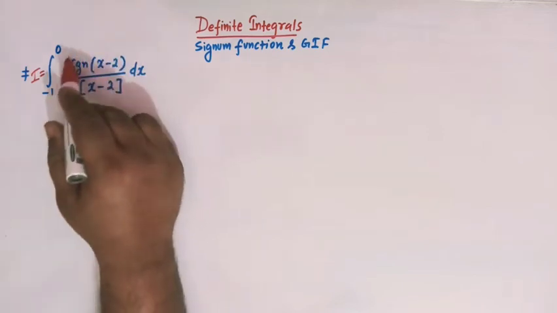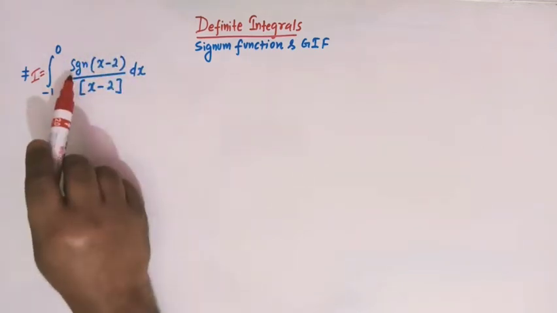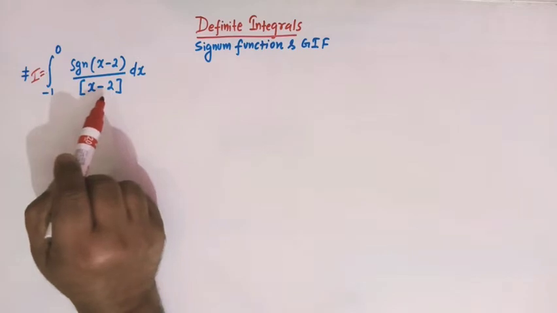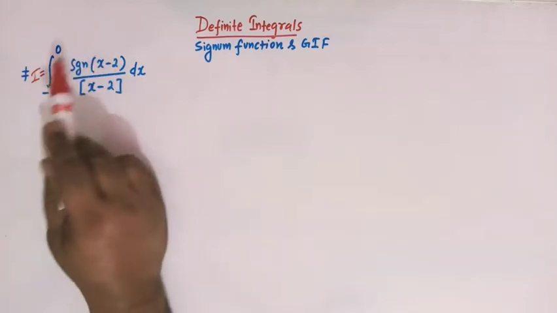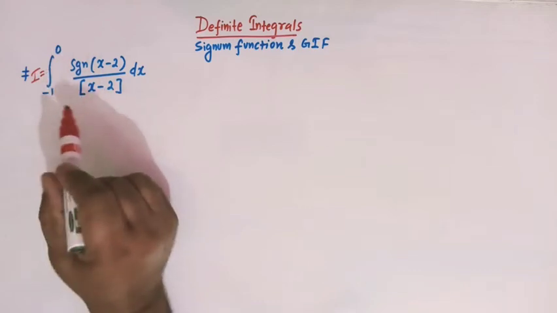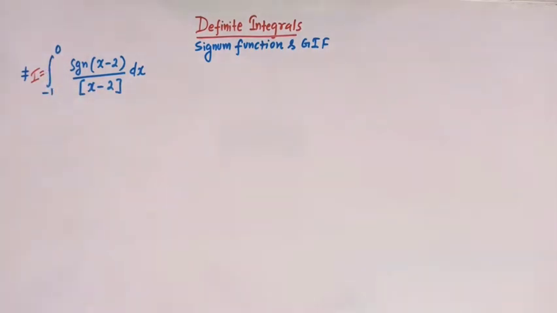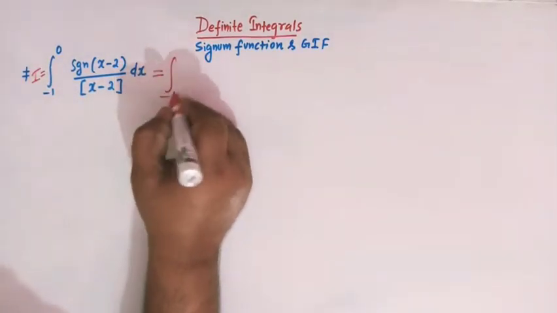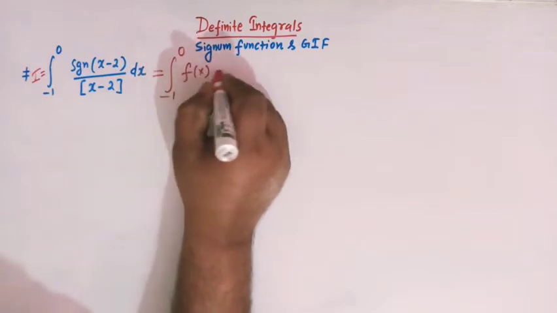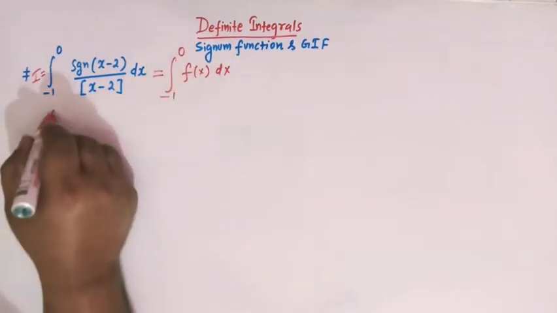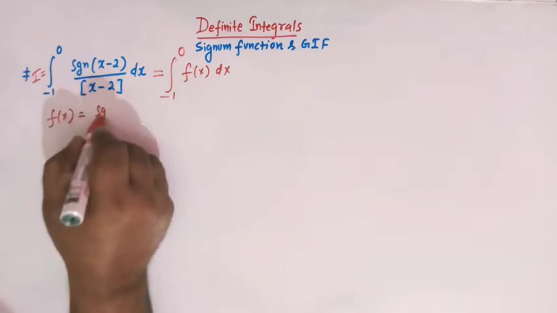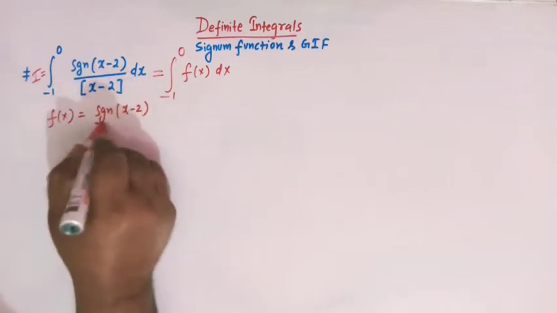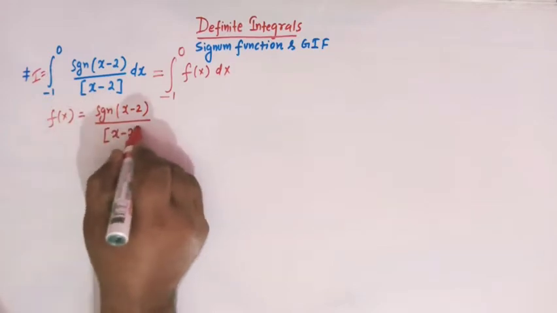Now here we see that this integrand involves the signum function and the greatest integer function. In order to evaluate this definite integral, we have to make use of the definition of signum function and the greatest integer function. Let us take this integral as -1 to 0 f of x dx, where f of x is given by signum of x minus 2 and greatest integer of x minus 2.